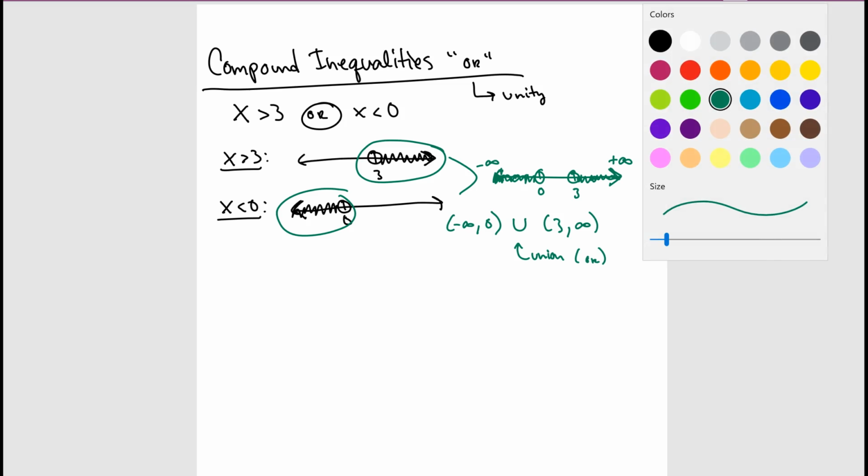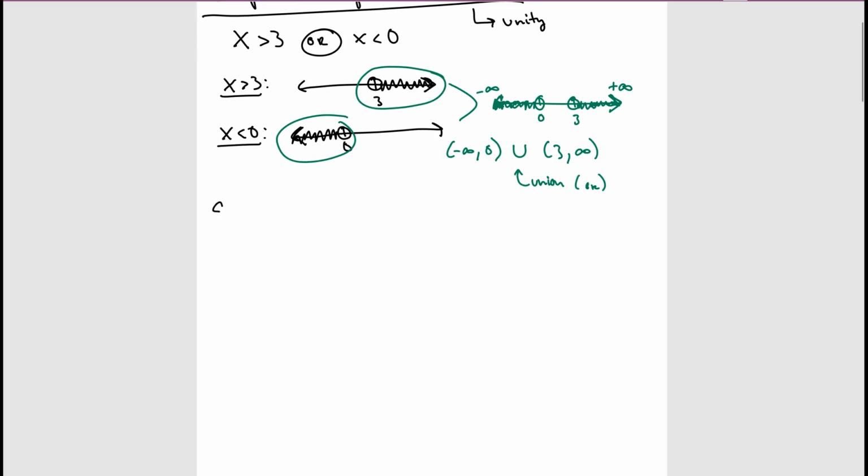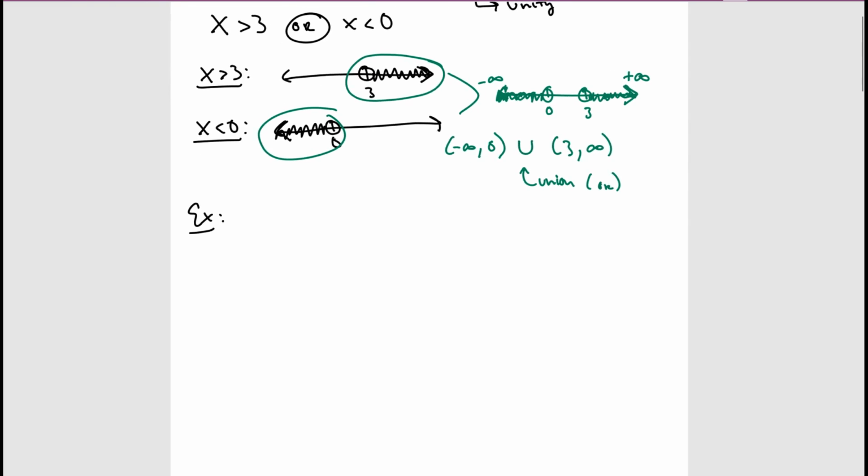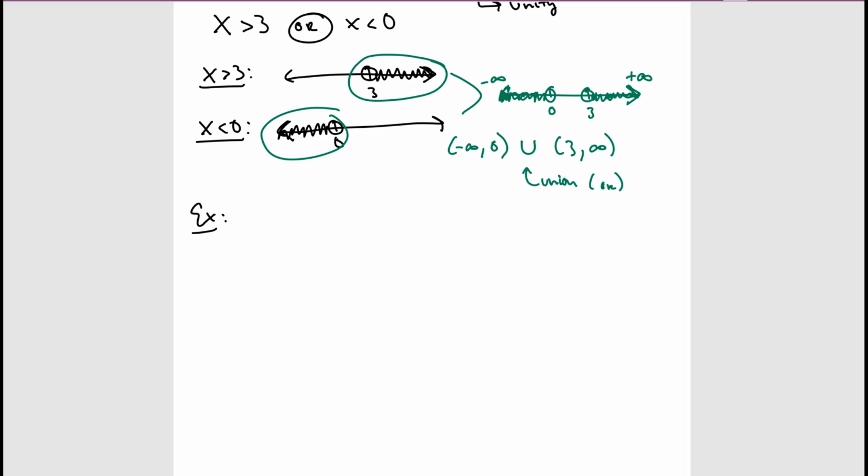So let me give you another example so that you can practice. My next example is the following. We're going to look at x is less than or equal to minus 2 or x is greater than 3. What we're going to do in this case is first start off with x is less than or equal to negative 2. We're going to draw a number line. Here is negative 2. There's an equal sign there, so I'm going to put a dot, and that's everything that's less than. Everything that's less than is on this side.